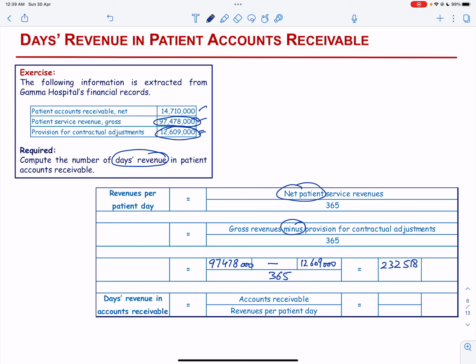So this will be equal to 232,518. And finally, we are going to calculate the days revenue in accounts receivable. So we have the accounts receivable, and accounts receivable is given as 14,710,000 divided by revenue per patient day, that is 232,518, and this is equal to 63.26 days.